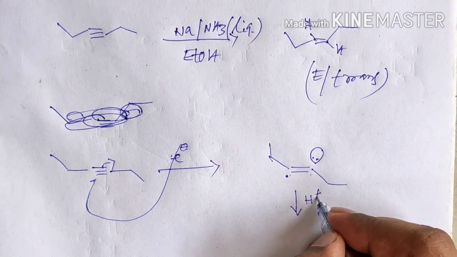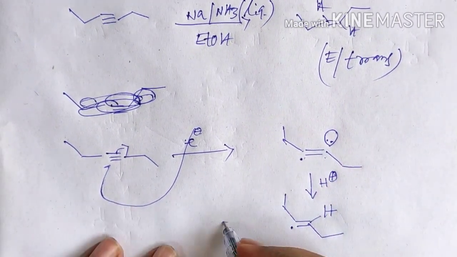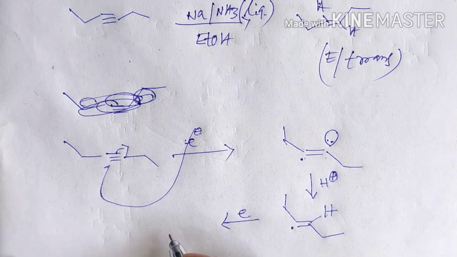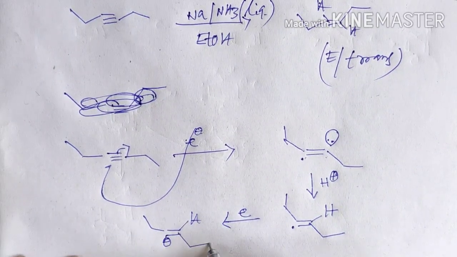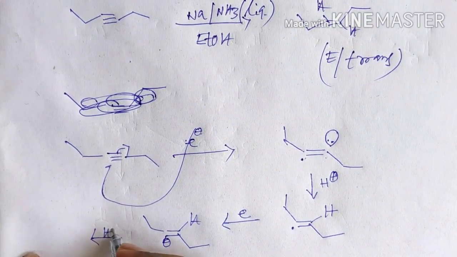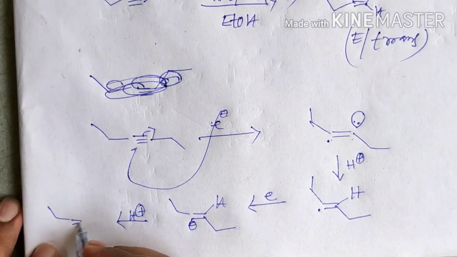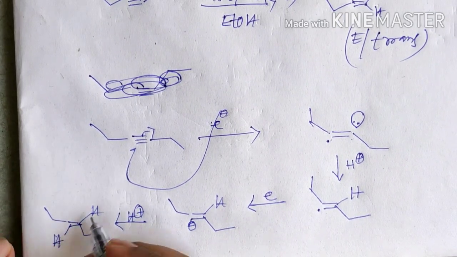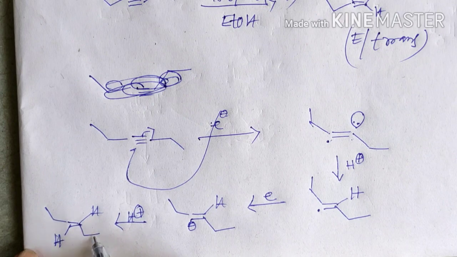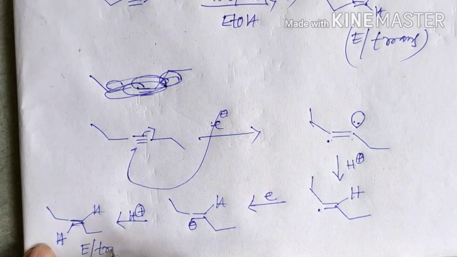Next, hydrogen abstraction will happen. This will be radical. It can further abstract one electron to give the corresponding anion, and finally second proton abstraction will give the olefin with trans orientation of these two hydrogen atoms or the two different groups. That is, the olefin is E or trans.